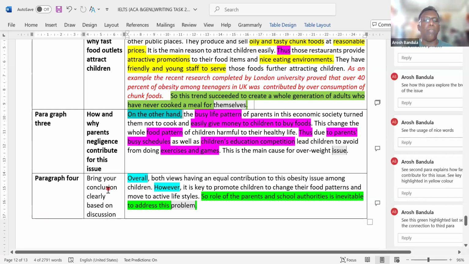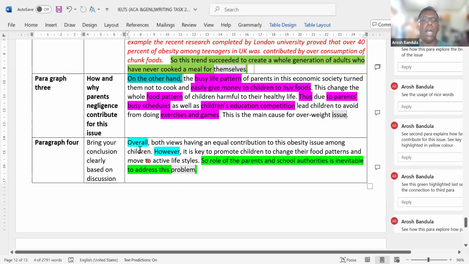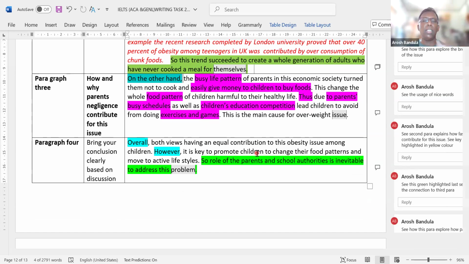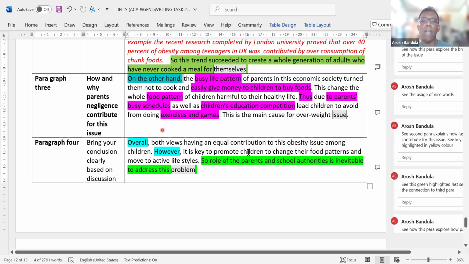Then look at paragraph 4, that is the conclusion. I am telling overall, both views having an equal contribution to this obesity issue among children. I am telling overall, both having an equal contribution. Again, the conclusion. Both, what are the both? The fast food outlets as well as parents' negligence. Both views having an equal contribution to this obesity issue among children.